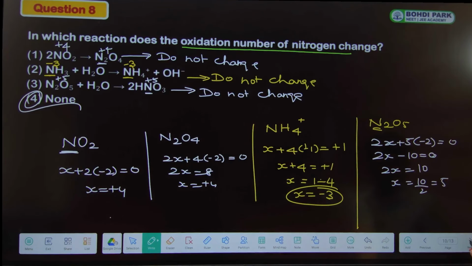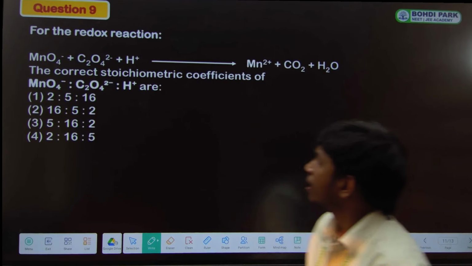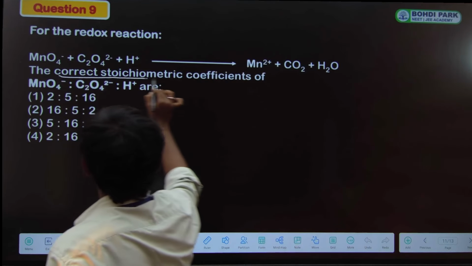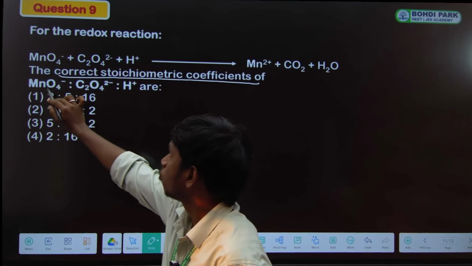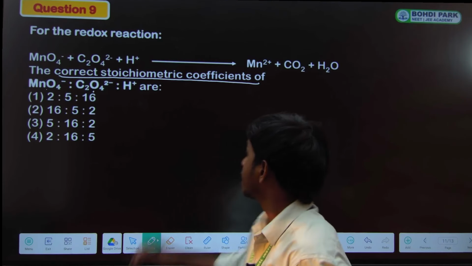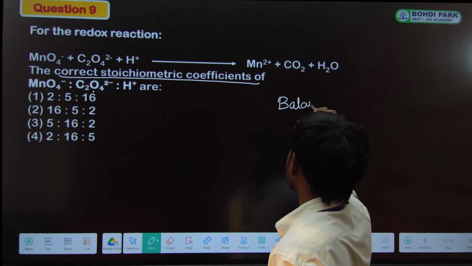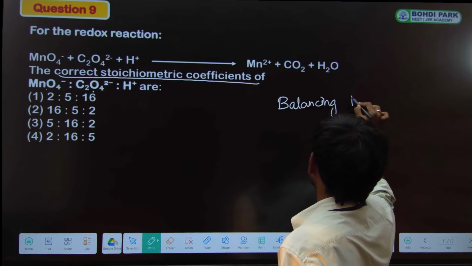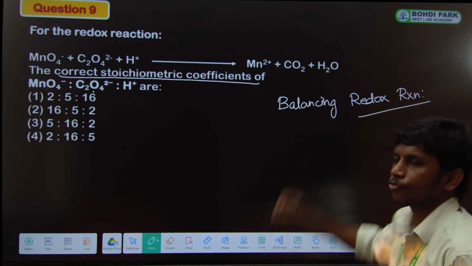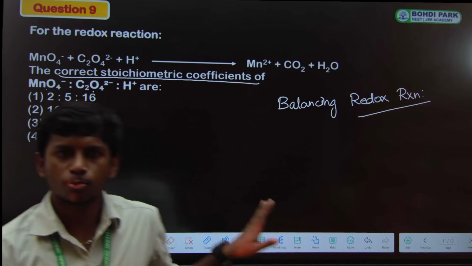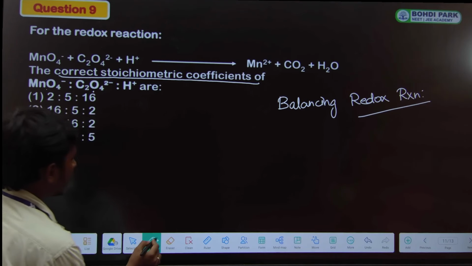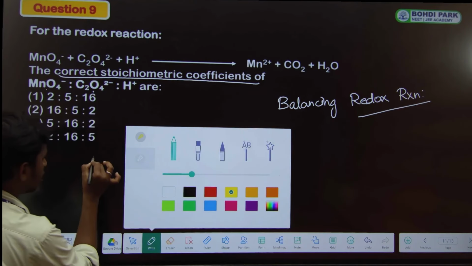Okay, and then a reaction is given. We have to find out the stoichiometric coefficients of MnO4 minus, oxalate ion and H plus separately. It comes from balancing a redox reaction. This question comes from the redox reaction balancing method. So in order to solve this problem, what should we do? We have to write the oxidation part and the reduction part separately. Oxidation has happened and reduction has happened, so we write them separately.